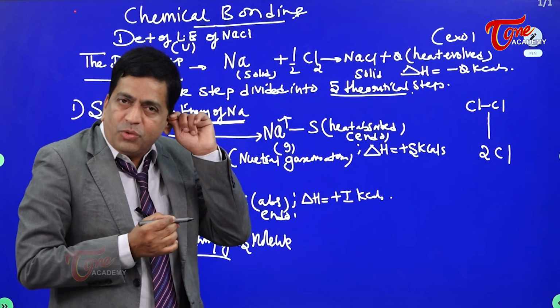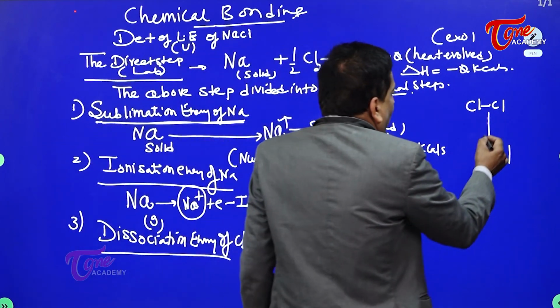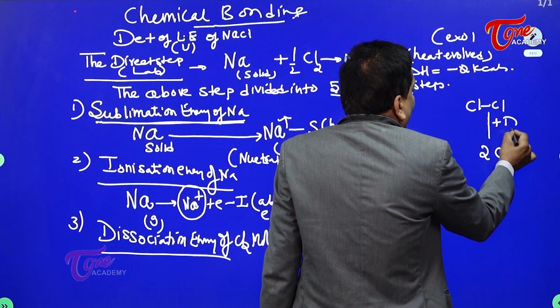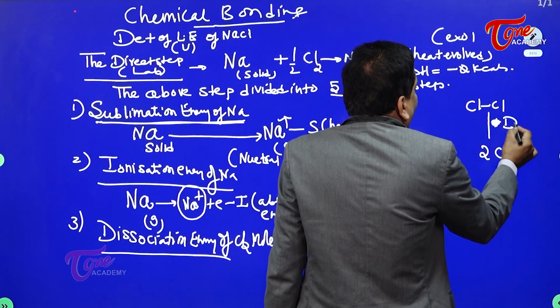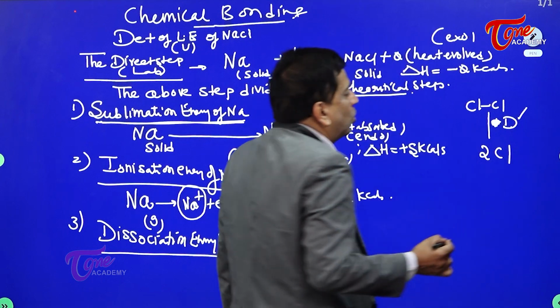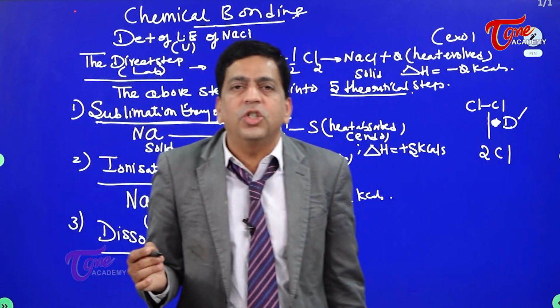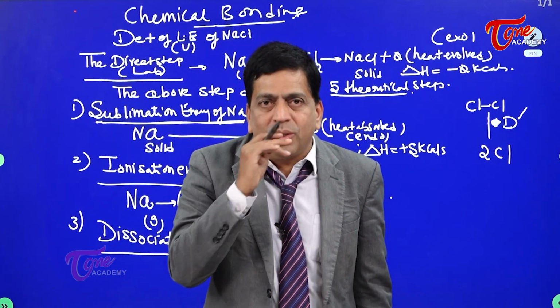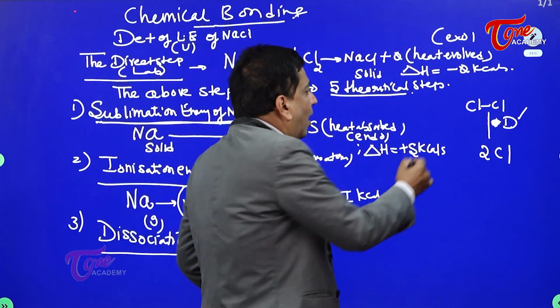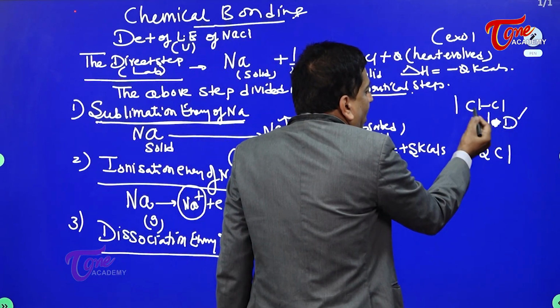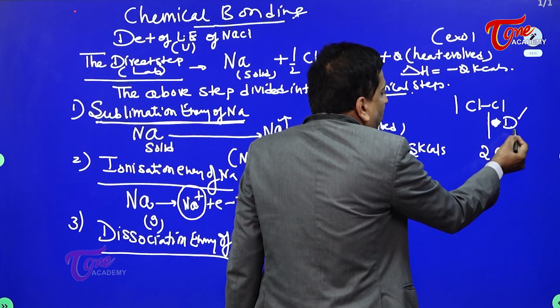To two chlorine atoms. When you break it, you require some energy, and that is what you require. So the energy required is called the dissociation energy, D. It is the energy required to break one molecule of chlorine to form two atoms of chlorine.